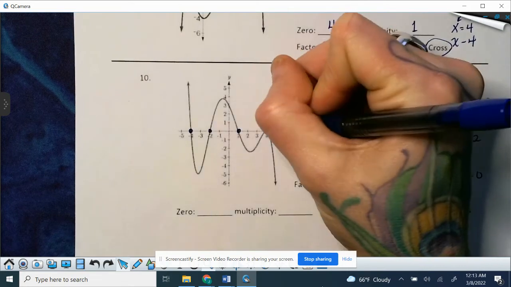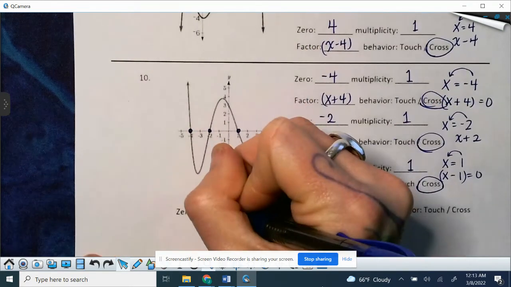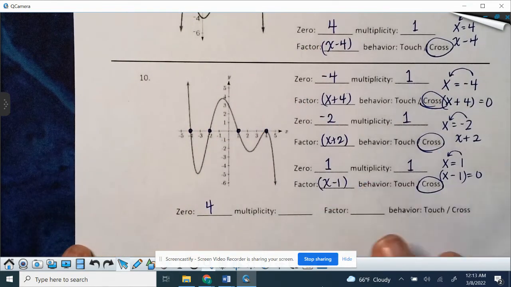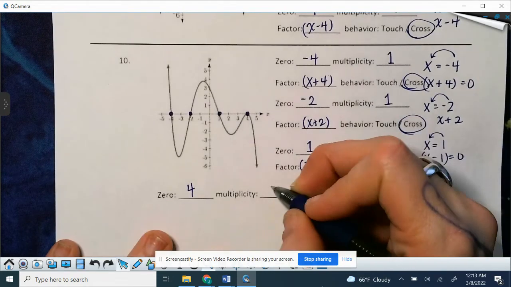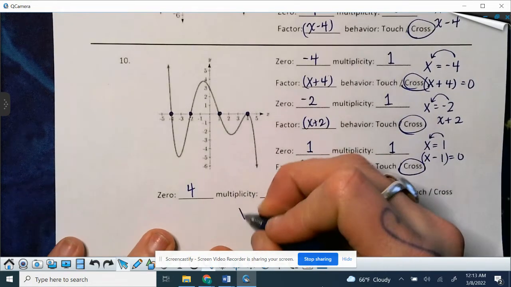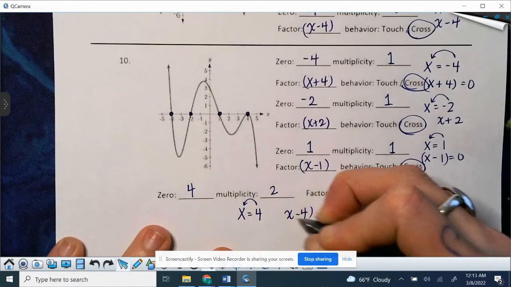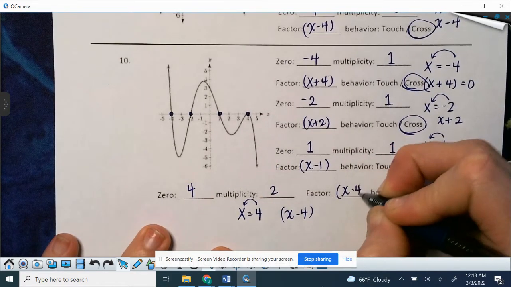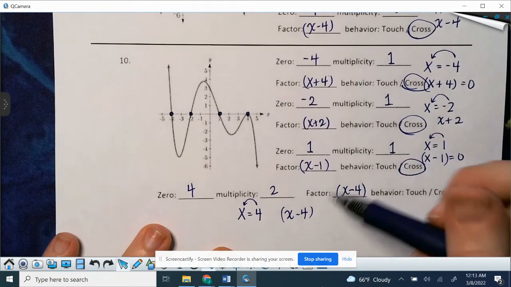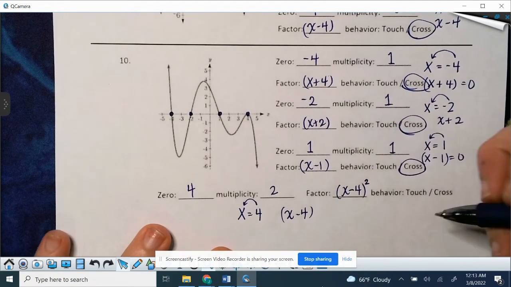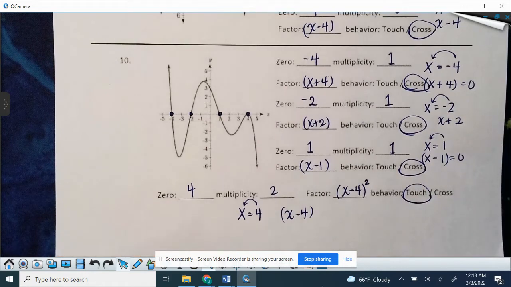Last but not least, guys, and hopefully it's starting to all sink in, we got a 0 at 4. That multiplicity, because it bounced, is going to be a 2. We're going to take x, set it equal to 4, move it. It's going to be x minus 4 for my factor. And the behavior, because it's a multiplicity of 2, we're going to square it, and that means it's going to touch and bounce back.